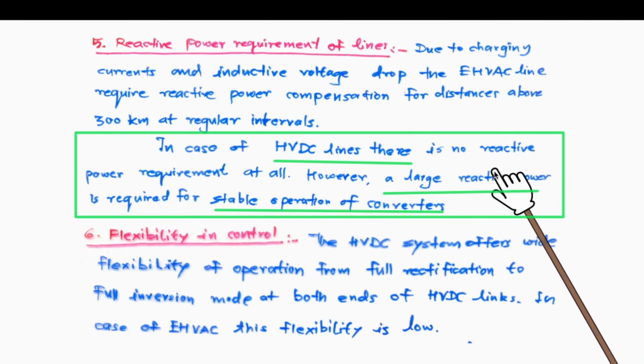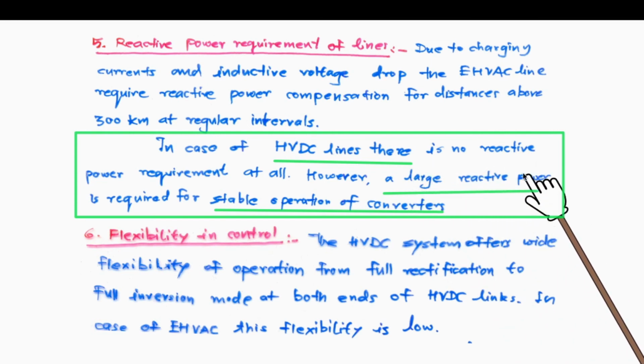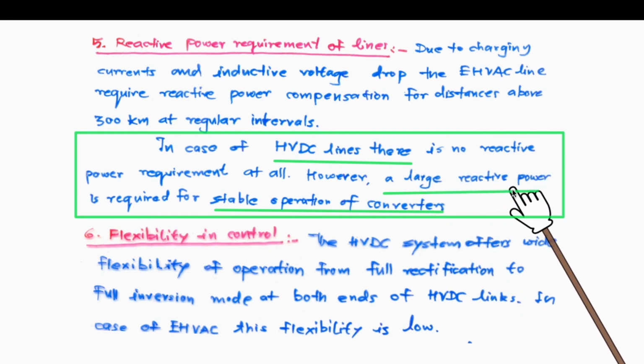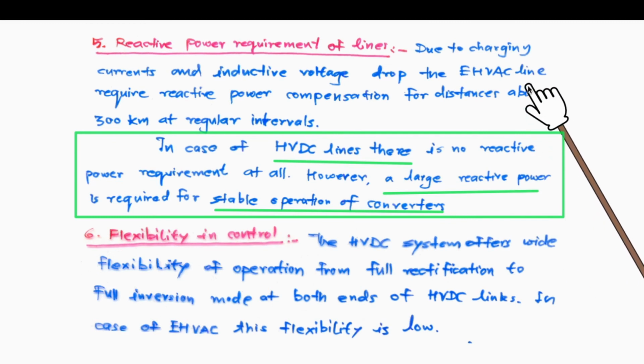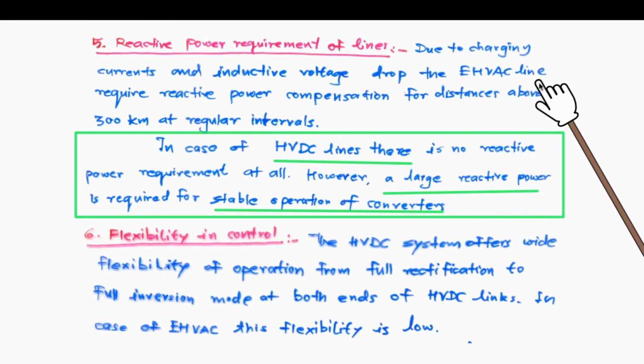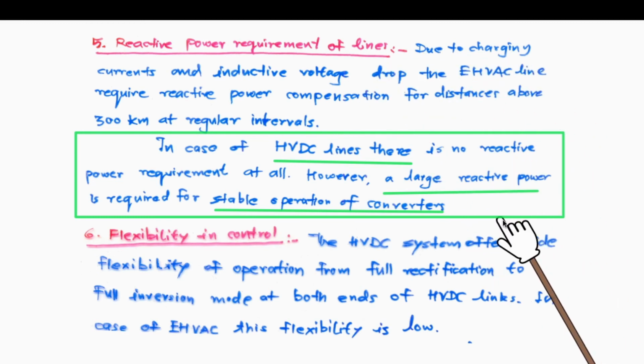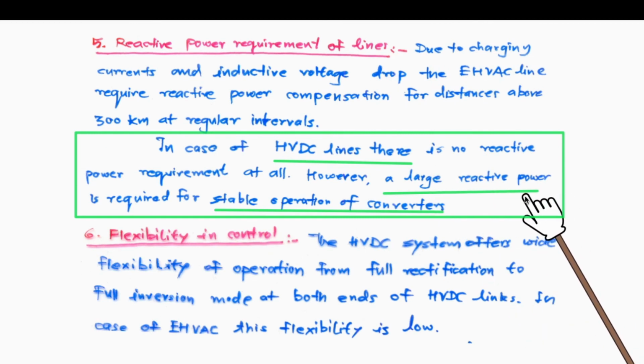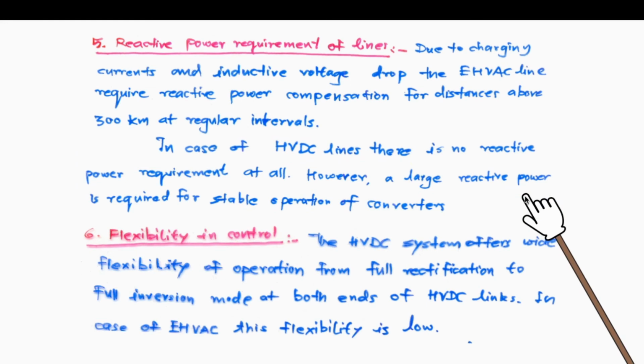So there is a bit of trade-off. This reactive power compensation comes under the terminal cost part, but this one comes under the transmission line cost, which is dependent on the distance. This is a one-time cost as far as the compensation is concerned.